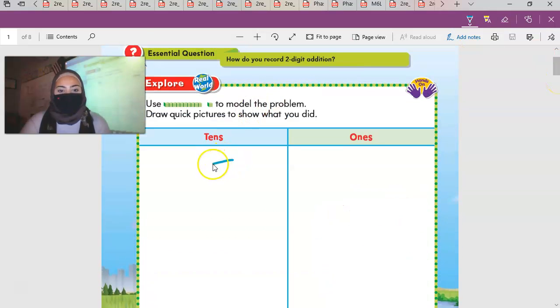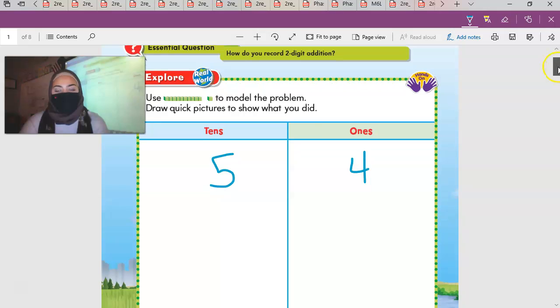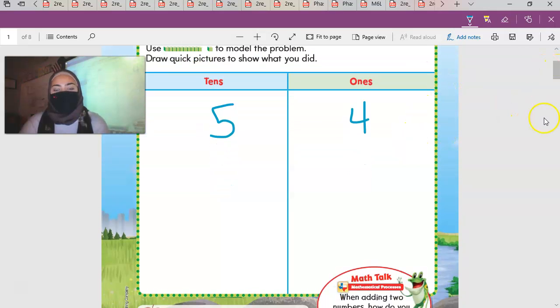So we have 5 tens and 4 ones in the number 54. Do you agree? Yes. Okay. How many ones do we have in 7? 7. There's 7 ones, right? That was a tricky question. All right. Anyway. So you put the 7 in the ones place.